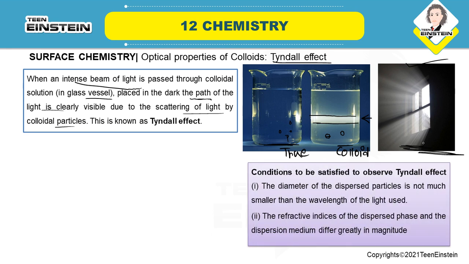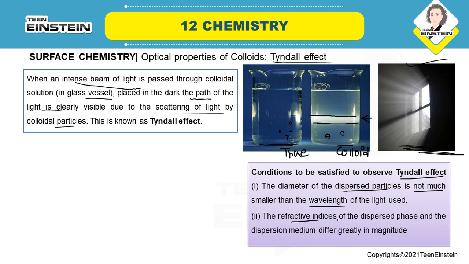Now what are the conditions that need to be satisfied if we want to observe the Tyndall effect? The diameter of the dispersed particles is not much smaller than the wavelength of the light used. So if it is very small, there will be no matching. Then it will be just like a true solution, because in a true solution the size is so small that the wavelength will not match. So here the diameter should be close to the wavelength of the light used.